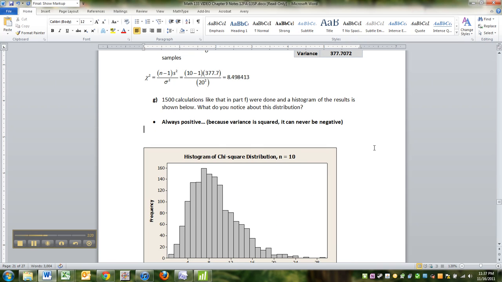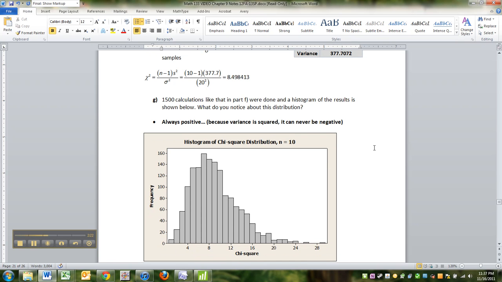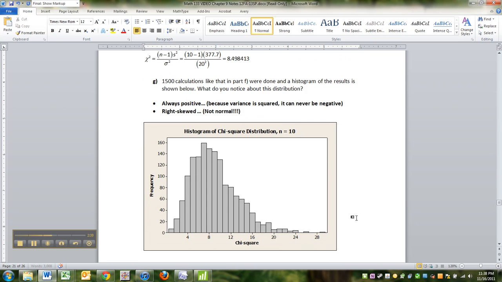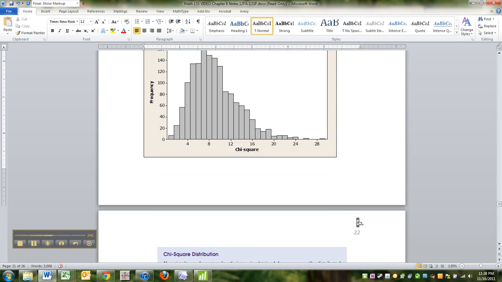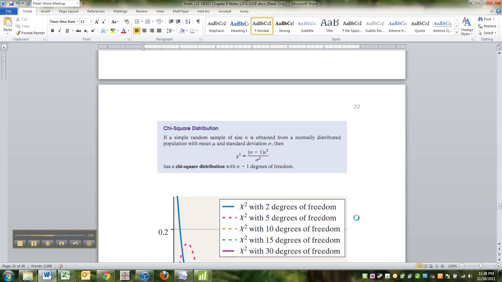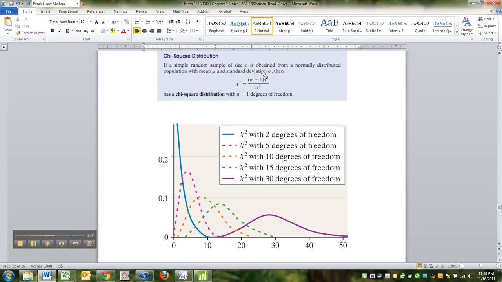Another thing to notice is that it's very much right skewed, for many reasons, but one of them is because you've cut it off at the left-hand side. So it is not normal. Right? It's got a big right tail. All right, that's the chi-square distribution as a setup. That's how it works.